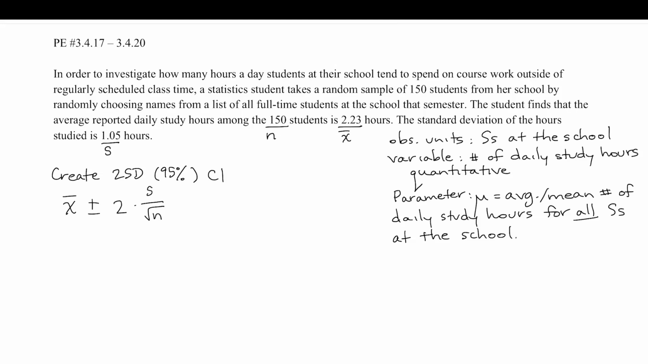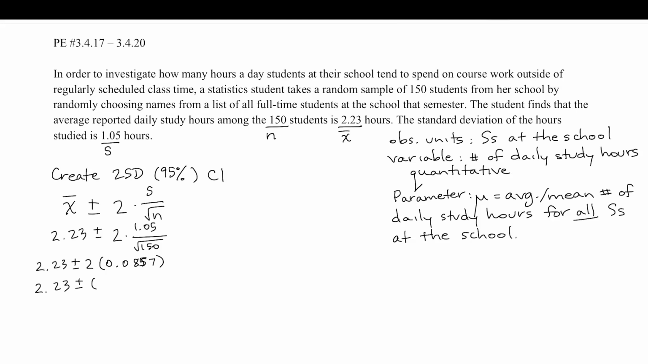All right, so we're going to plug in the numbers here. X bar is 2.23, s is 1.05, and n is 150. So once again, I strongly recommend that you pause the video and try to work through this calculation for yourself. I'm going to take it one step at a time. First, I'm going to calculate the SD, 1.05 divided by the square root of 150, and you should get 0.0857. Then my next step is to multiply that by 2.